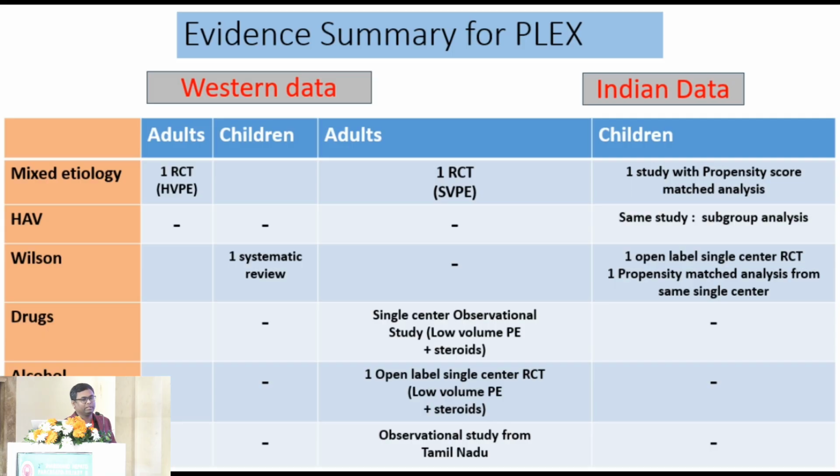In children, now ILBS is generating lots of data regarding plasma exchange. They have shown it works even in the sickest of the pediatric acute liver failure cases by propensity score matched analysis published here. Then in subgroup analysis, they showed that it works in the sickest hepatitis A related liver failure. Then they have published one RCT and one propensity based data on Wilsonian liver failure.